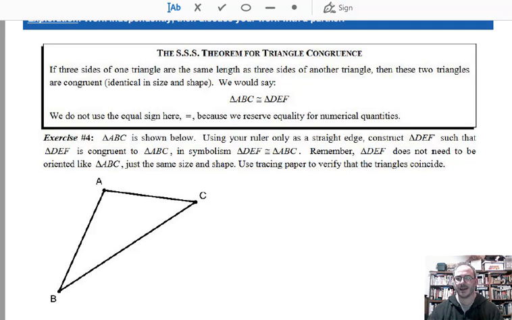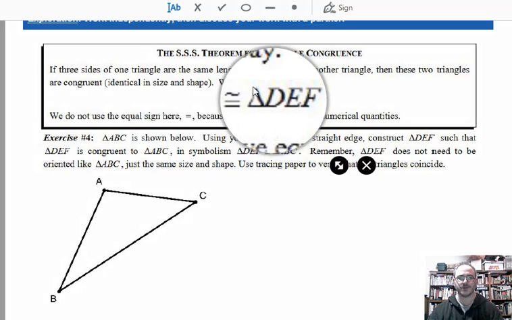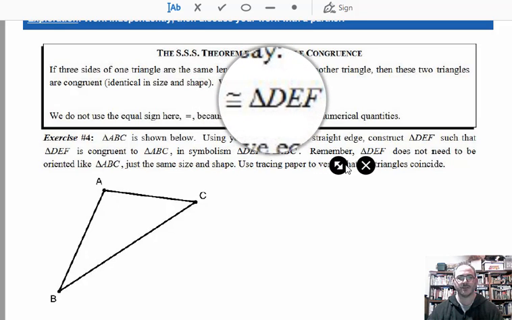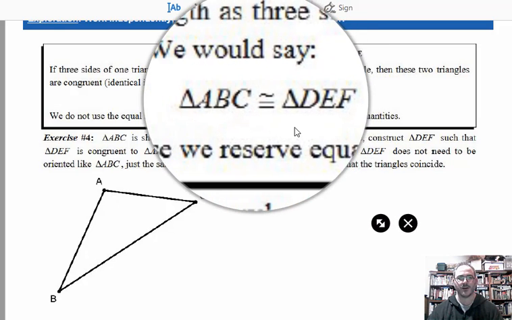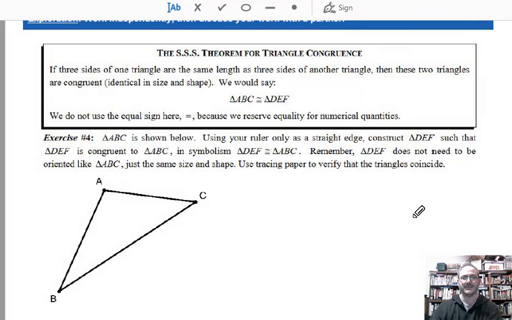I don't know if you can see that. Let me zoom in. I'm just showing off my tools now, to be honest. Triangle ABC is congruent with triangle DEF. Do we see that? High technology we're playing with here. We do not use the equal sign when we mean congruence, because we reserve equality for numerical quantities. When we're talking about geometric shapes, we use the congruent sign. That's the equal sign with a little squiggly on top. Congruence. All right.